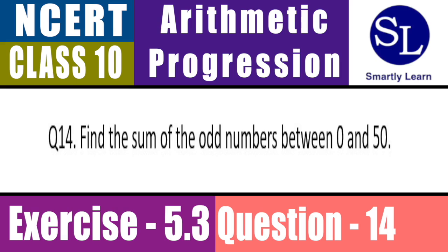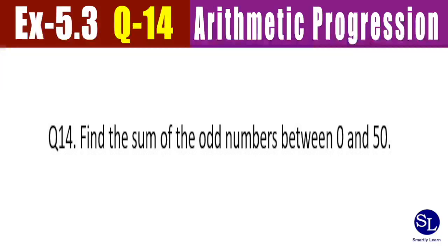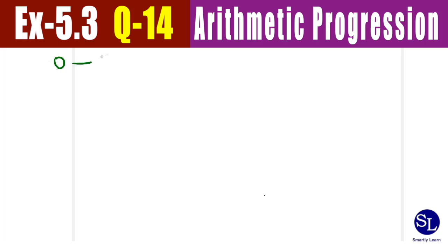In this video, let us see how to solve the 14th question in exercise 5.3. Find the sum of odd numbers between 0 and 50. So the statement is finding the sum of odd numbers that lie between 0 and 50. Let's start listing the odd numbers.